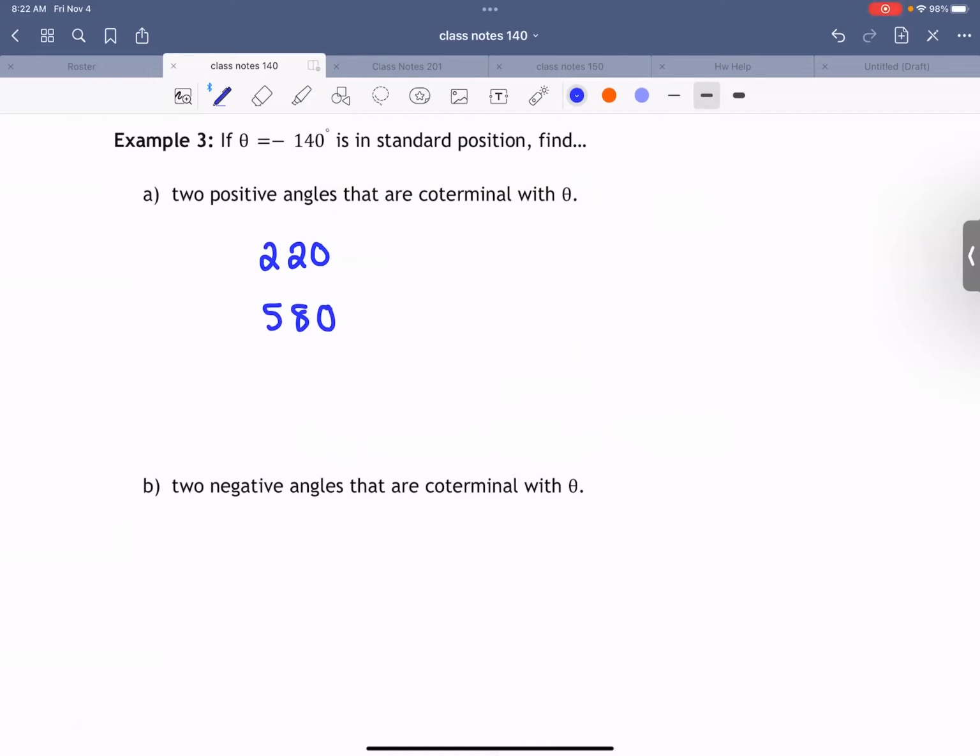Good. I must have done this wrong. I am so bad at arithmetic. I try to do stuff in my head and it just doesn't work.